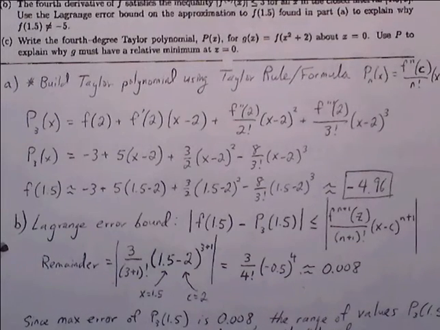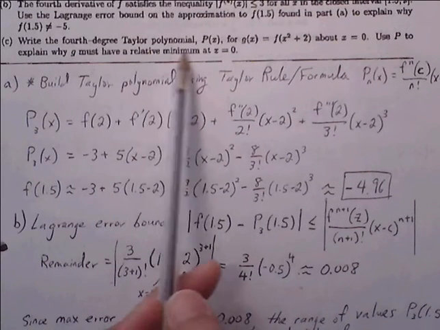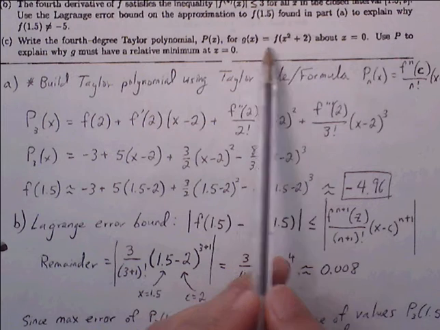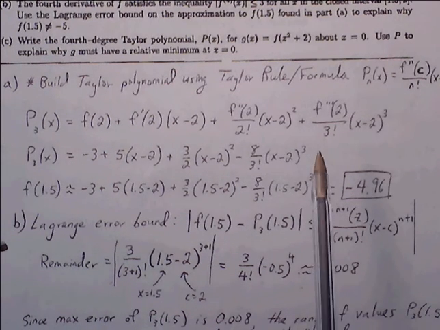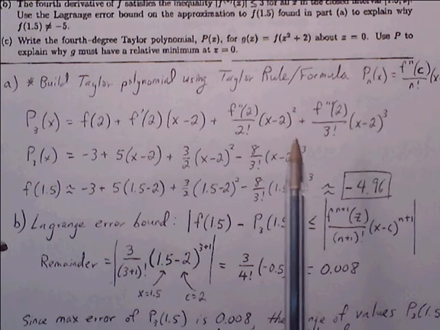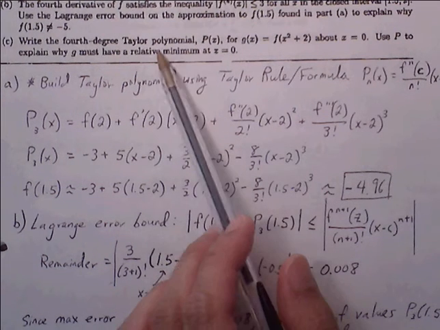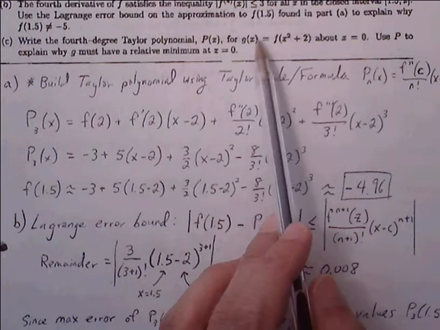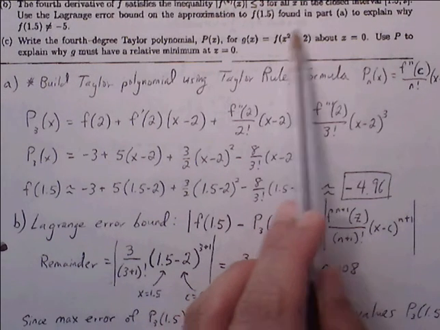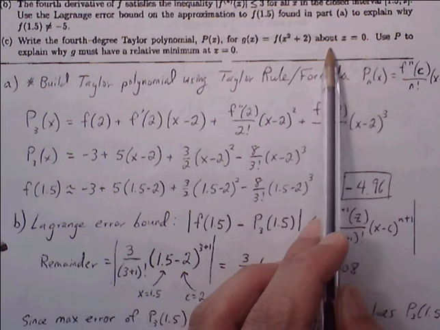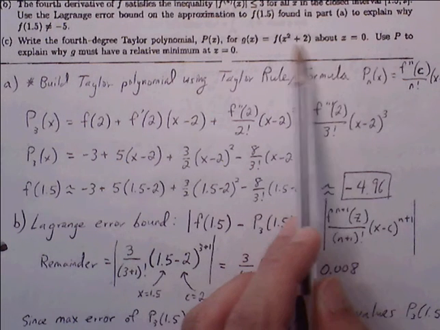Part C. Write the fourth degree Taylor polynomial for g of x equals f of x squared plus 2 about x equals 0. Use P to explain why g must have a relative minimum at x equals 0. So we want to create a fourth degree Taylor polynomial, and we know that g of x equals f of x squared plus 2, so we can just take the polynomial for f of x and then replace every x we see with x squared plus 2.